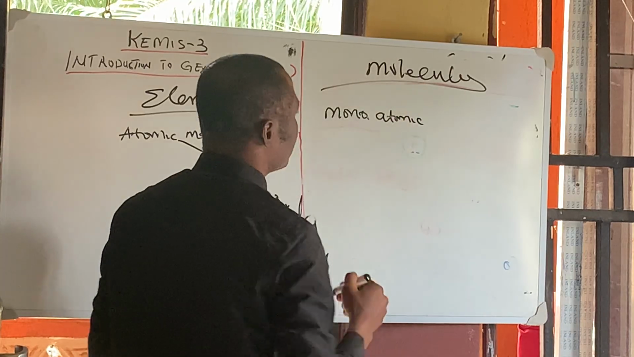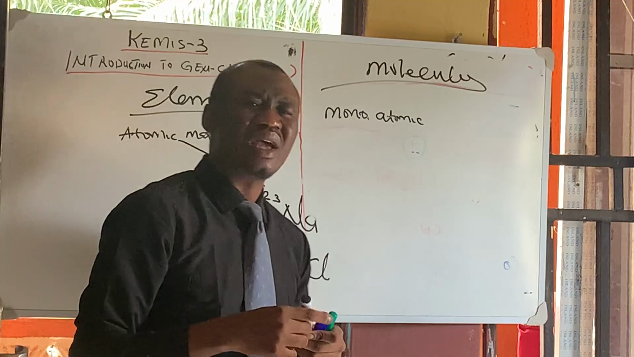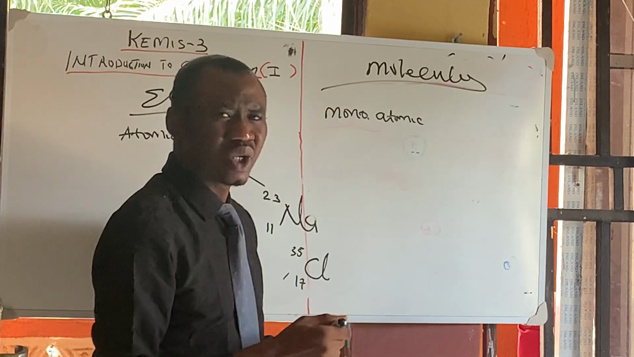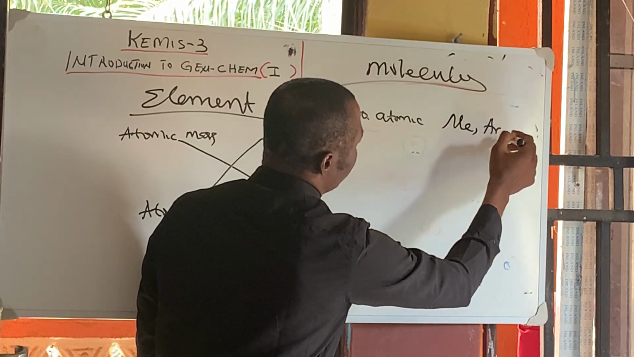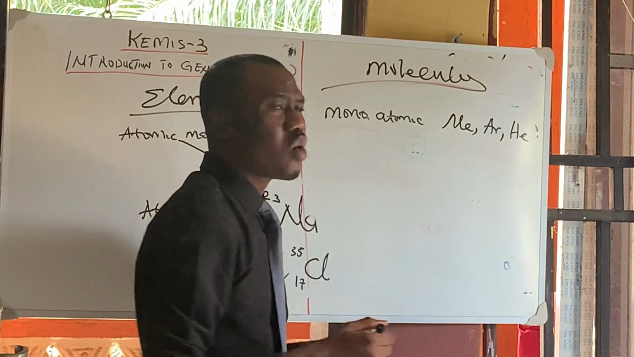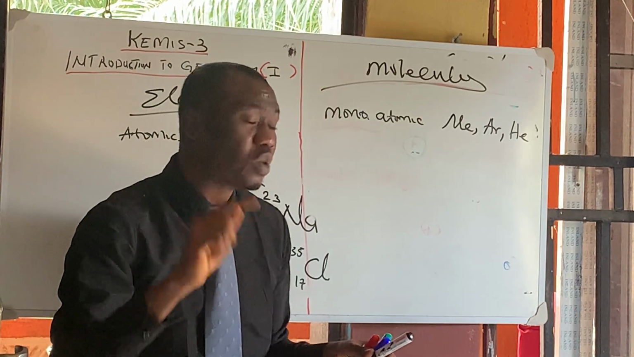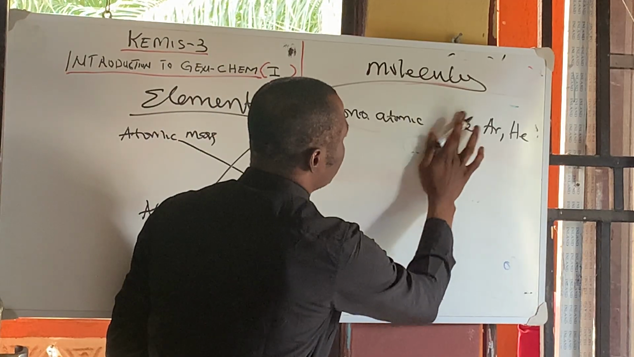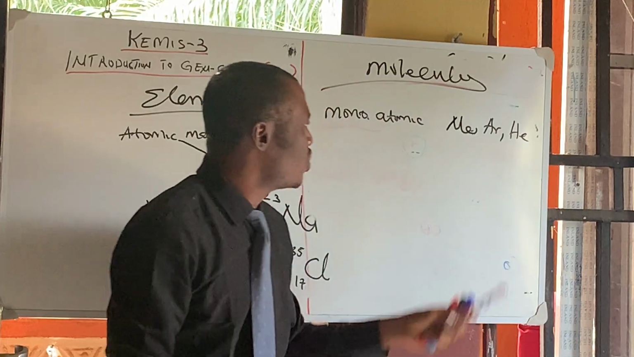Those monoatomic molecules, note them, they are found in group 8 or group 0 of the periodic table. I'm going to tell you what I mean by that. We have neon, we have argon, and we have helium. Why are they called monoatomic molecules? Because they are just one. Let me write this very well so you can see it. So it's just one of those.